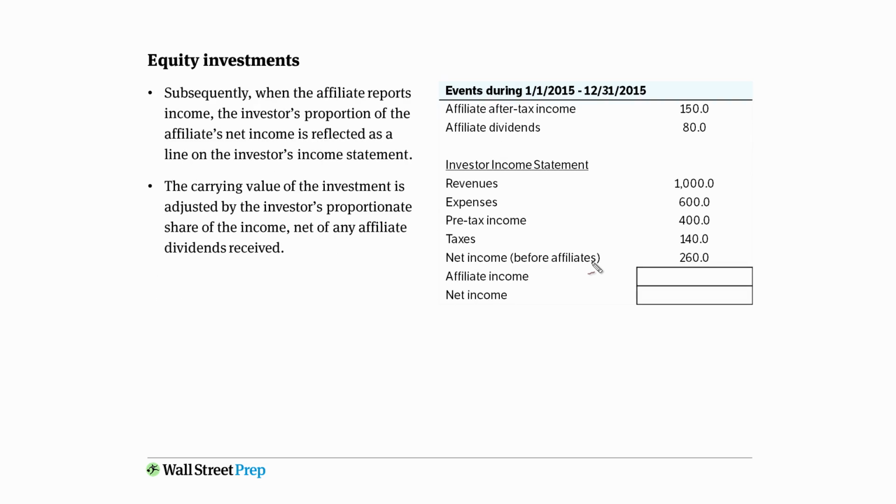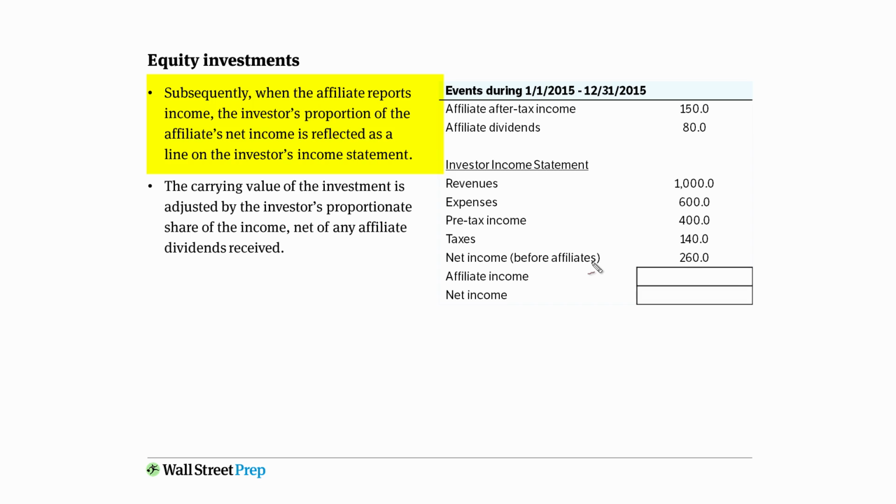But now let's look at what ends up happening during the year. And this is where it becomes really different from how short-term investments are accounted for. When the affiliate reports income, and we're calling it an affiliate as opposed to an investment, just to keep consistent with the nomenclature for this accounting method, we consider the investment the affiliate. When the affiliate reports income, the investor's proportion of the affiliate's net income is reflected as a line on the investor's income statement. So this is where there's a real difference.